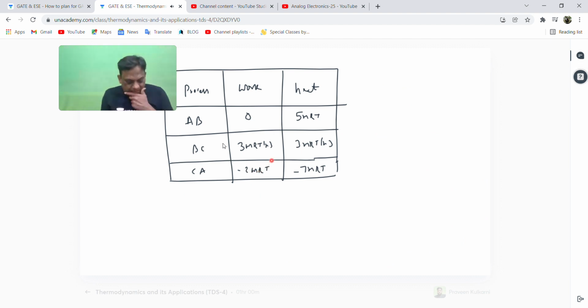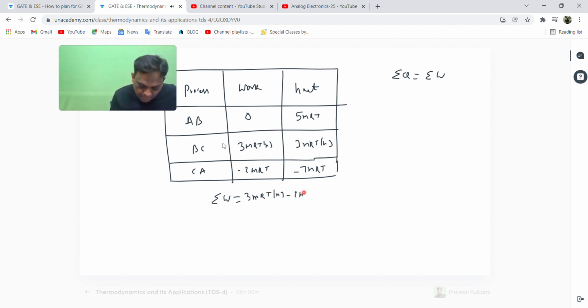Wonderful, my dear students. Look, see the beauty, my dear students. If your calculation is correct or wrong, it will be known here. For a cycle, sigma Q should be equal to sigma W. Whether you have done this correctly or not, check, add. So how much is sigma work? Total work is 3 MRT ln3 minus 2 MRT.